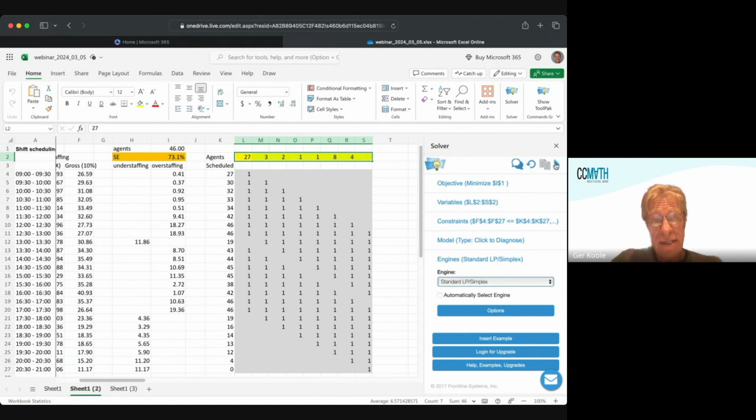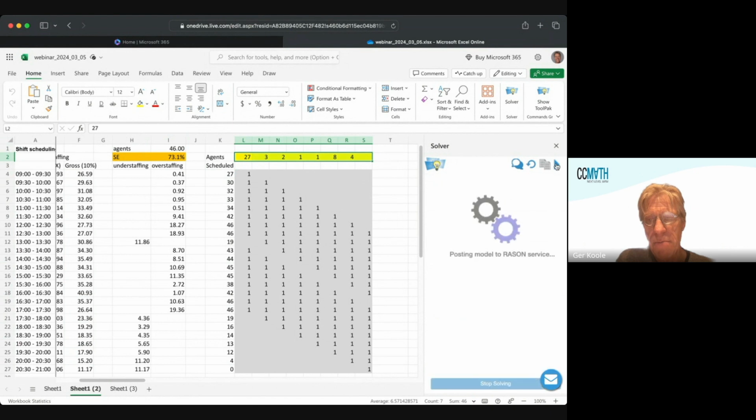But of course, it is the bread and butter of companies who make workforce planning tools, like CCmath, but also all the other companies out there. Okay, now let's try if it works. Again, I have slides for backup, but let's see if it gives us an answer in a couple of seconds.